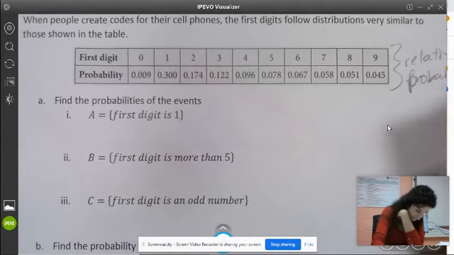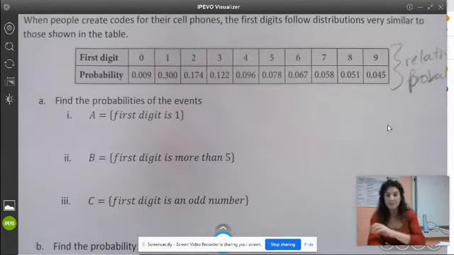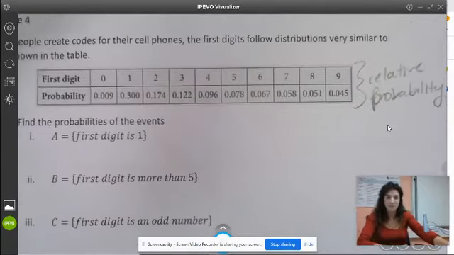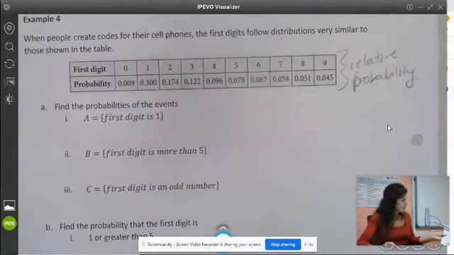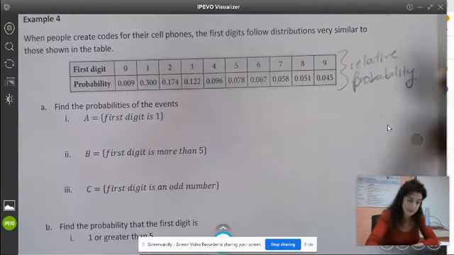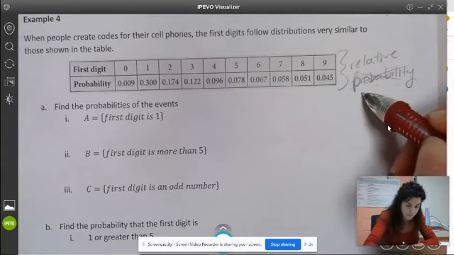probability. Relative probability, not frequency, which I almost wrote down. So this is from your previous page, where it says relative frequency. Maybe it is relative frequency or relative probability.